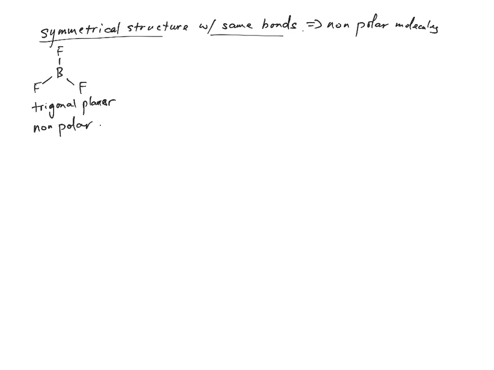Now, what if I take one of the bonds and replace it with a lone pair? A lone pair doesn't have a bond dipole anymore. Now, if this is B, F, F, and then a lone pair, then this is a bent shape. Pretty obvious, these two are not going to cancel each other. They're identical, but they're not going to cancel each other because they're not 180 degrees apart. That makes it a polar molecule.